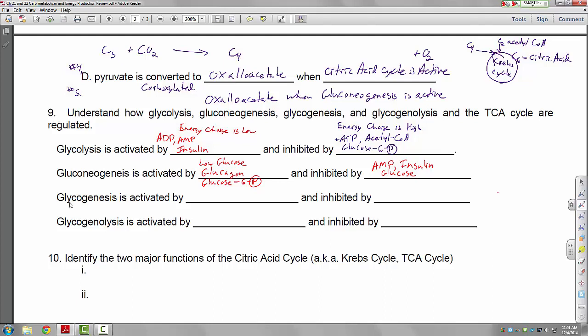Glycogenesis. Glycogenesis is making glycogen. So you can think of this as glycogen synthesis. All these words sound alike. You kind of have to keep them straight. Gluconeogenesis is glucose, not glycogen, but glucose, the monosaccharide glucose synthesis.